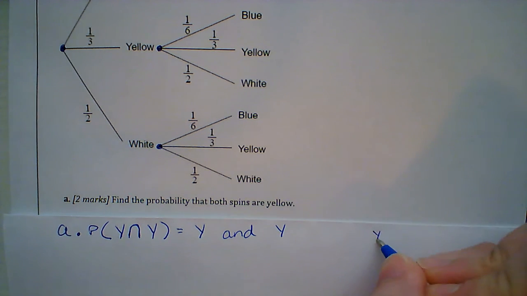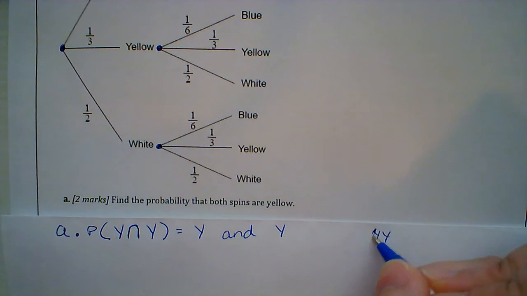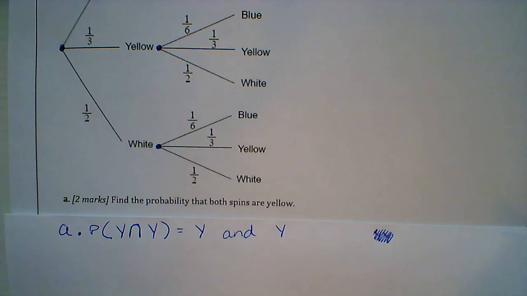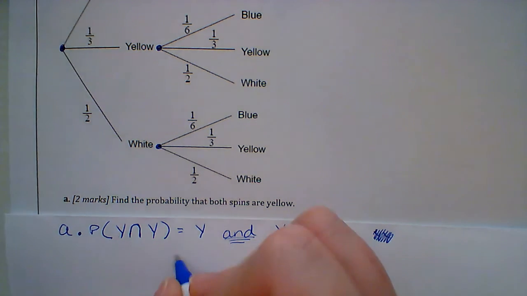Usually the place I see a lot of people run into problems is when they just try to write down yellow, yellow, and then they try to work with that, and then they start losing track of what math they need to use. So if you make sure you use the ands and the ors, you're going to start setting yourself up for success. So let's see what we got here.